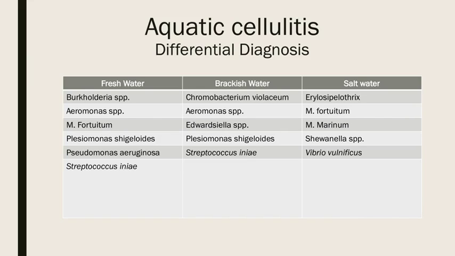Now our saltwater pathogens: Erysipelothrix, M. fortuitum, M. marinum, Shewanella species, and Vibrio vulnificus. And of course, we've had a bunch of cases of Vibrio vulnificus in and around the state of Florida this summer so far, usually associated with very warm ocean temperatures, close to 90 degrees. The higher the temperature, generally speaking, the more cases.